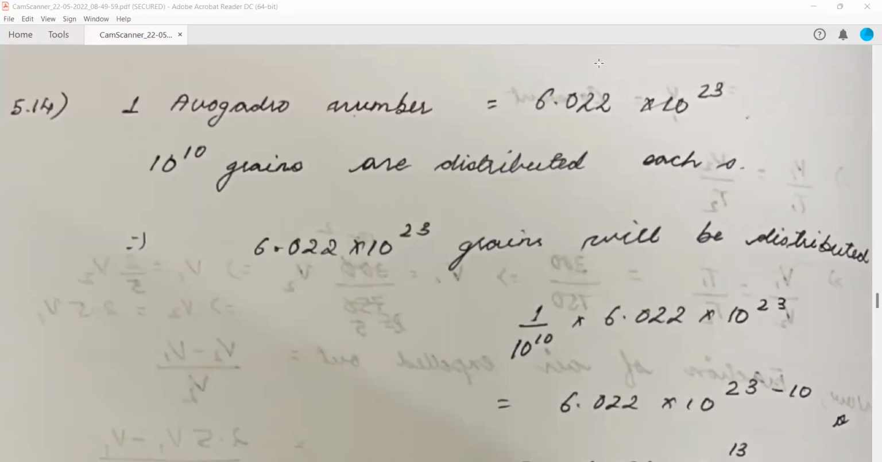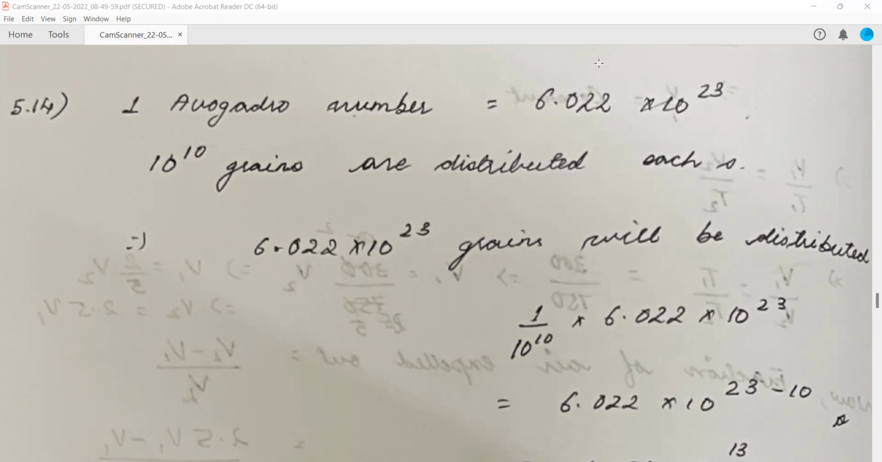So hello everyone. Welcome back. In the last lecture of states of matter, we have solved 13 questions of the exercise. Now we'll be starting with the rest of the questions of the exercise. So let us start with question number 5.14.